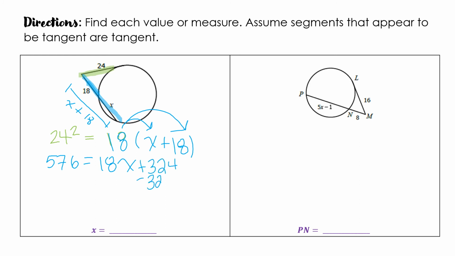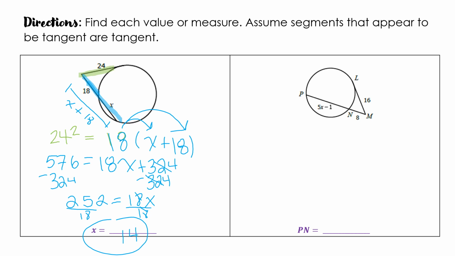I'm going to move that 324 to the other side by subtracting it. That's going to give us 252 equals 18x. We're going to divide both sides by 18. And that's going to give us x equals 14, which is what this question was asking for, x. On the second example, we're looking for PN. So after we find x, we will need to substitute back in.